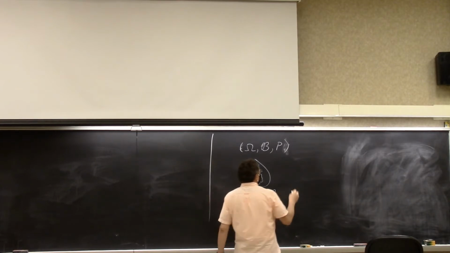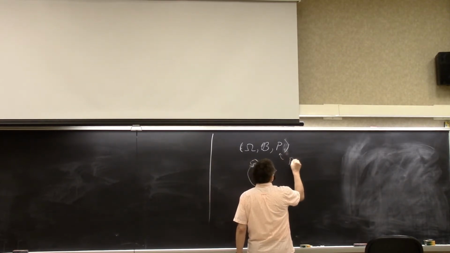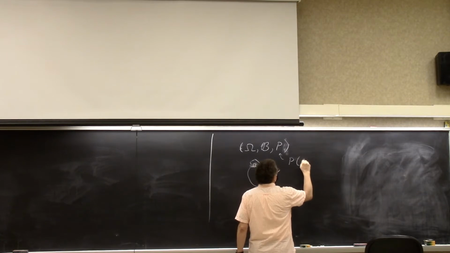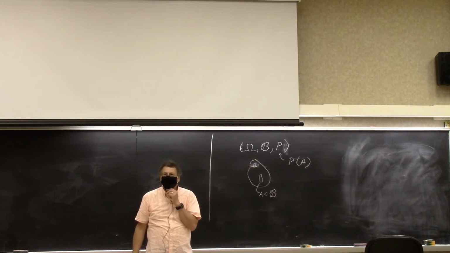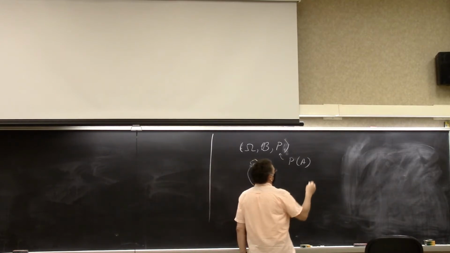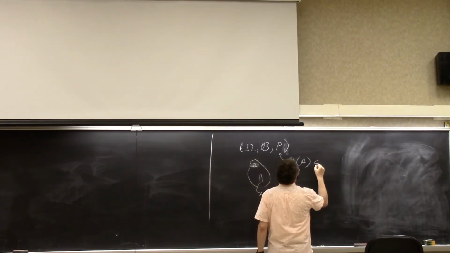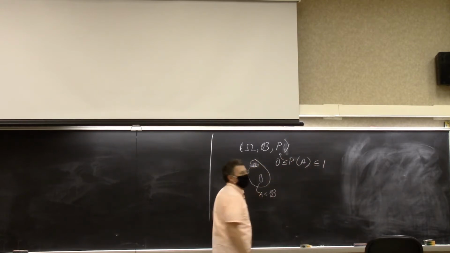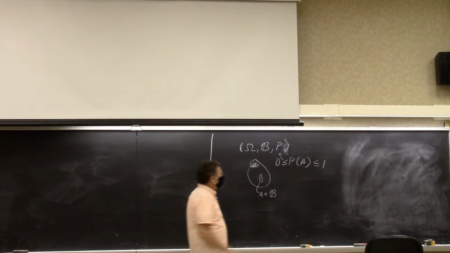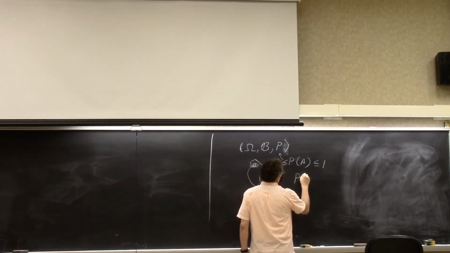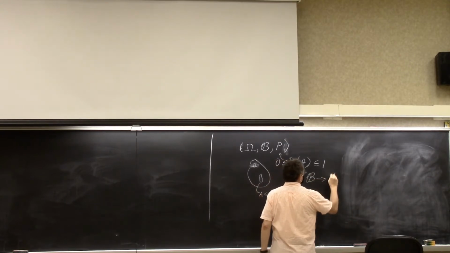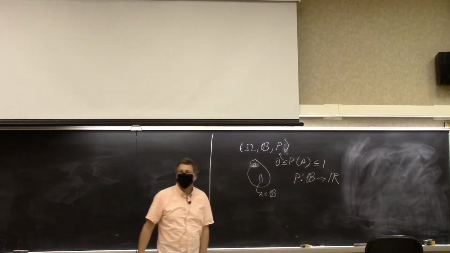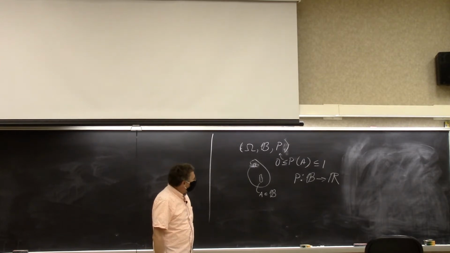And then this thing here, the probability, is a function of sets. It takes as an input a set, and it produces an output of a real value between 1 and 0. So basically the probability is a function which maps the Borels to the real line, actually just the interval 0 to 1. So that's fine.